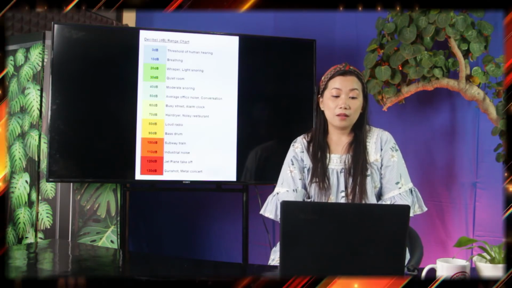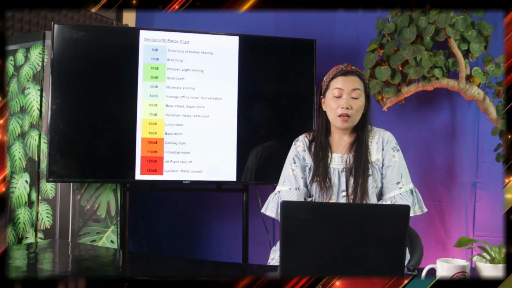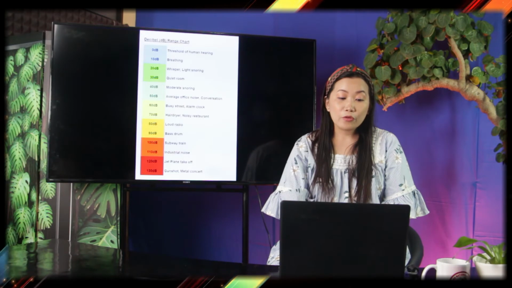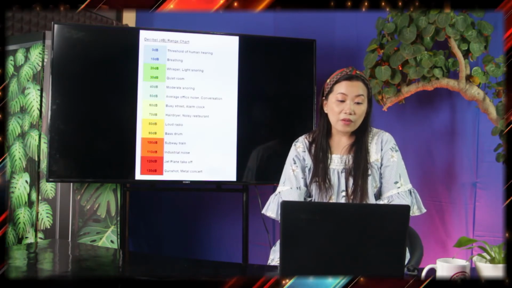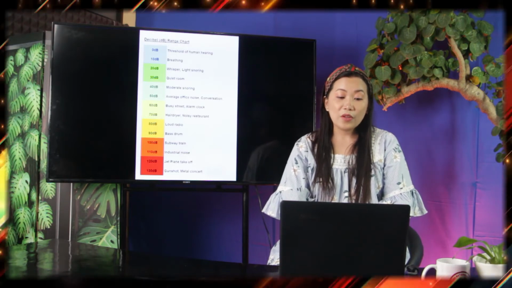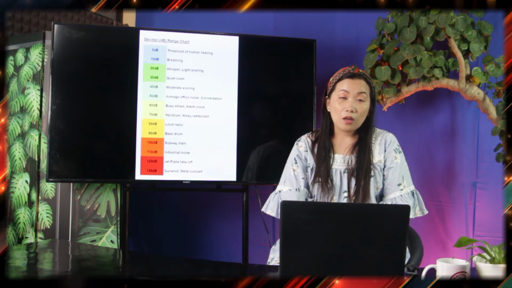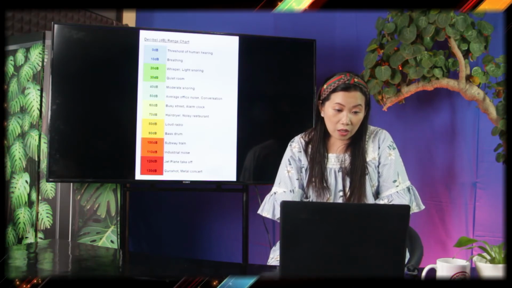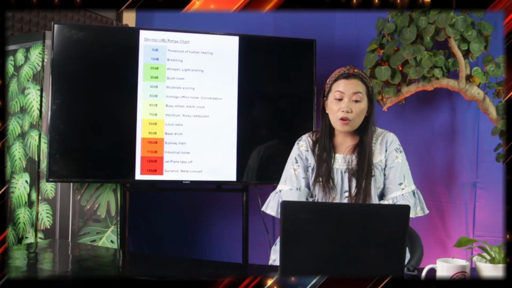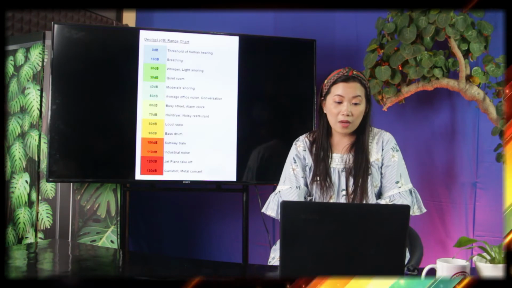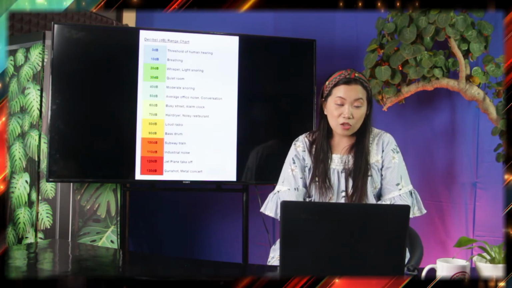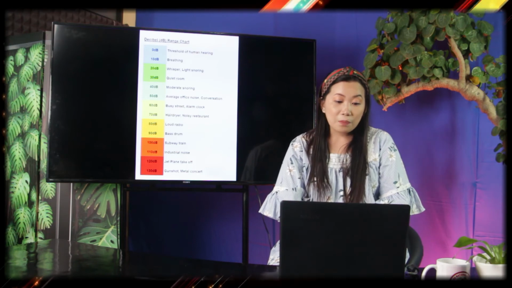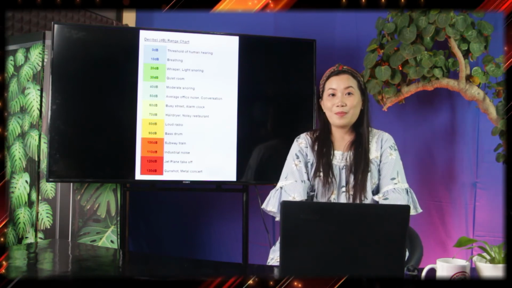Breathing has 10 decibels. Whisper and light snoring have 20 decibels. Quiet room has 30 decibels. Moderate snoring has 40 decibels. Average office noise and conversation have 50 decibels. Busy street and alarm clock have 60 decibels. Hair dryer and noisy restaurant have 70 decibels. A loud radio has 80 decibels. Bass drum has 90 decibels. Subway train has 100 decibels. Industrial noise has 110 decibels, while jet plane takeoff has 120 decibels.